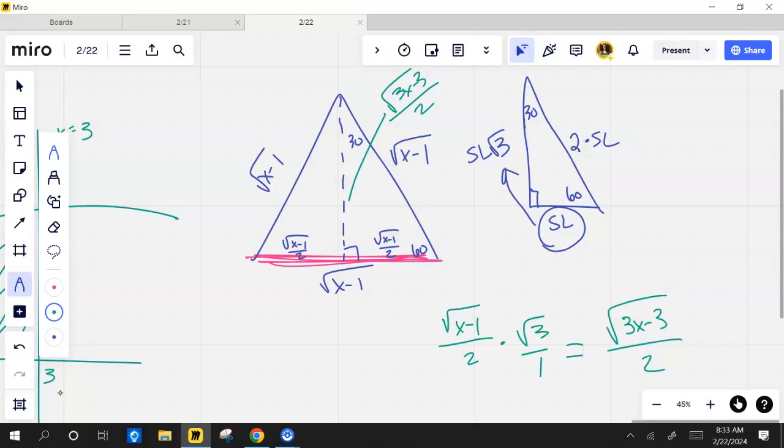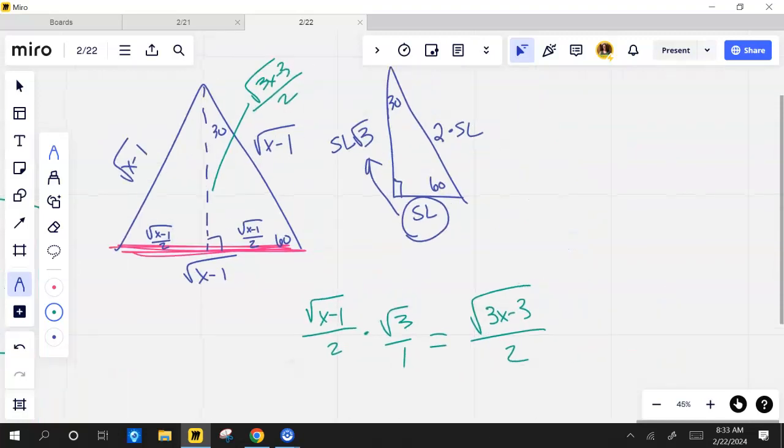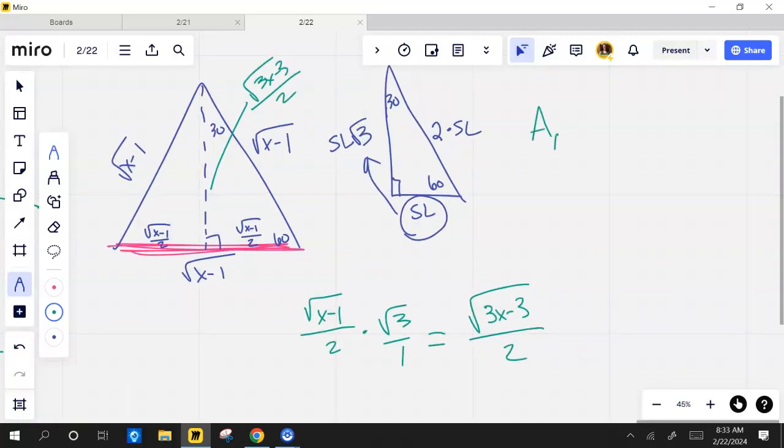Now I can find the area of my triangle. That was the whole goal the whole time, right? What's the area of the triangle so I can integrate it? This one is very nasty. 1/2. What's the base? And what's the height?